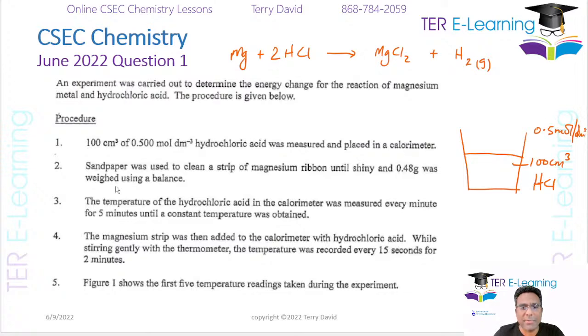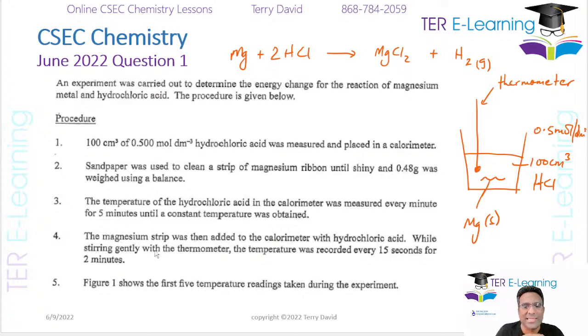What are we going to do now? Sandpaper was used to clean a strip of magnesium ribbon until shiny, and 0.48 grams was weighed using a balance. So basically, we are putting a piece of magnesium inside of this, right? We put the solid magnesium inside. The temperature of the hydrochloric acid in the calorimeter was measured every minute for 5 minutes. So inside this styrofoam cup, you have a thermometer, and you're recording the temperature every minute for 5 minutes.